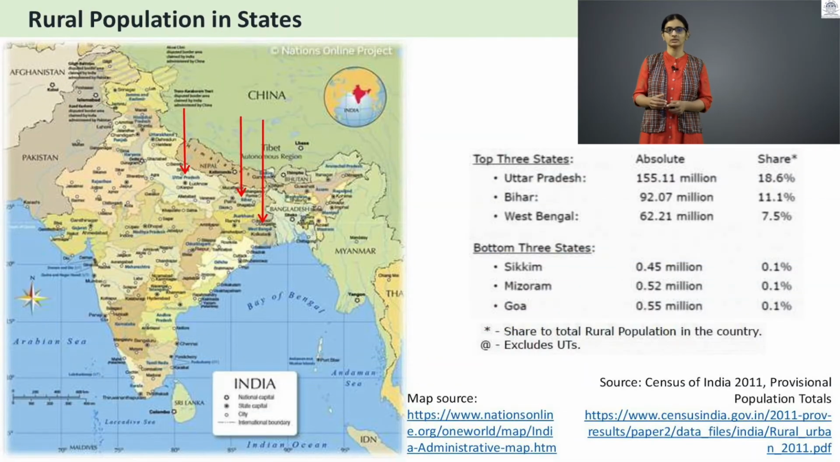So, now let us look at rural population in states in terms of the contribution of specific states, their rural population to the total rural population in the country. The states which contribute a considerable share to the total rural population of India are Uttar Pradesh, the share of which is 18%, Bihar, which contributes to about 11% of India's total rural population, and followed by West Bengal. The states of Sikkim, Mizoram and Goa do not contribute much to the total rural population in India.